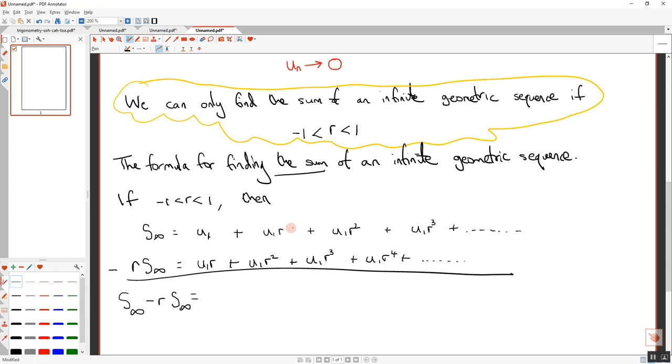So what happens when I subtract away this line from the top line? Only u1 is left. Because I'm doing the top line subtract all this, this is going to subtract off this, this is going to subtract off this, u1r to the 4 is going to subtract off this, and it's going to continue forever. So we're just left with u1.